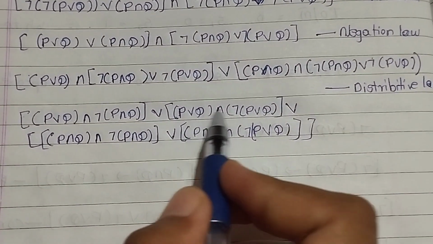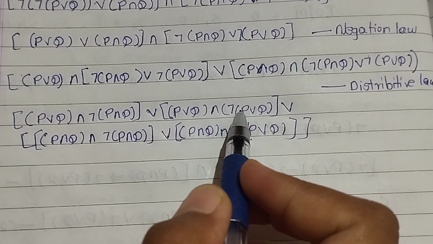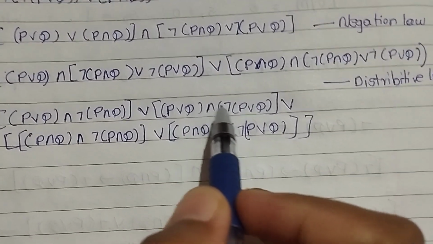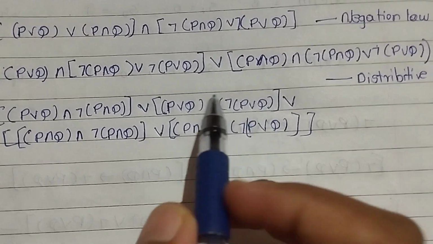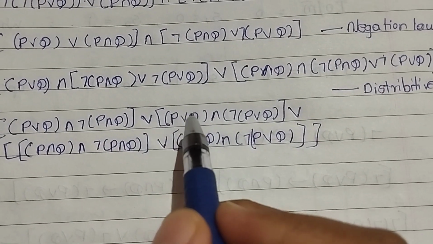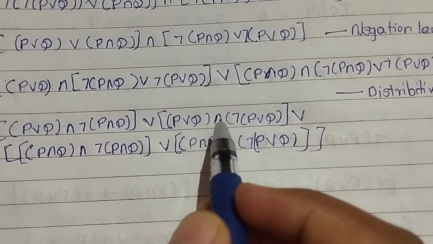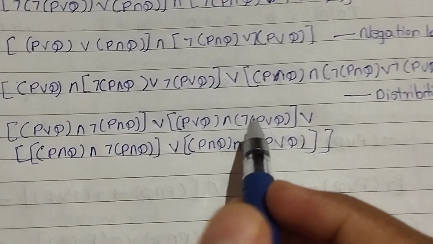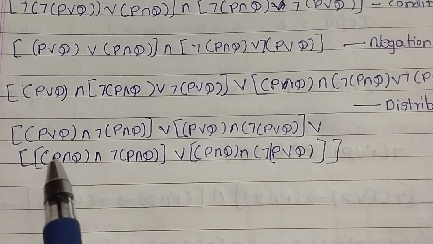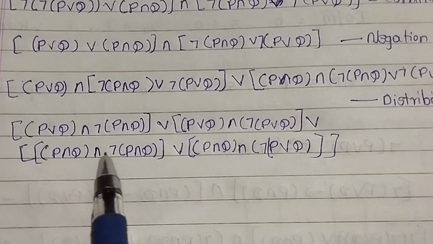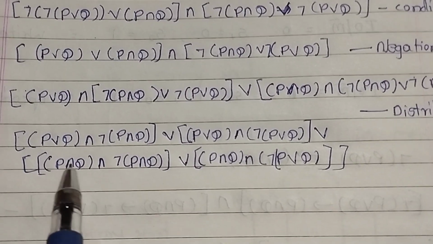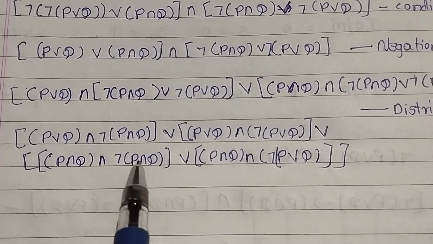Now we know P and negation P is equal to F. Suppose the whole bracket is the P. So (P or Q) and negation (P or Q) means, suppose we assume P or Q as a P, then P and negation P is F. Same here again. Suppose the whole bracket is P. Why? Because (P and Q) and negation (P and Q). So if we suppose P and Q as a P, then P and negation P is F.